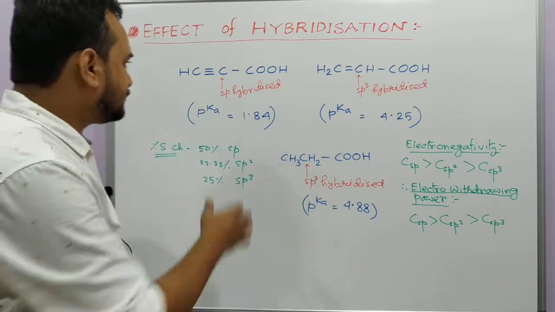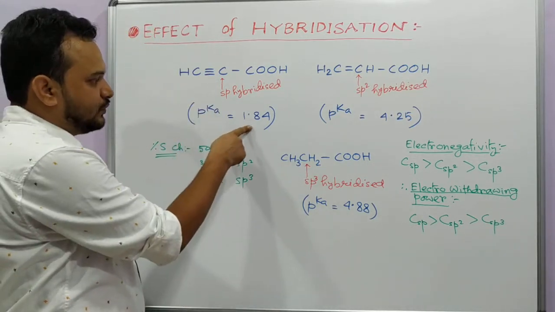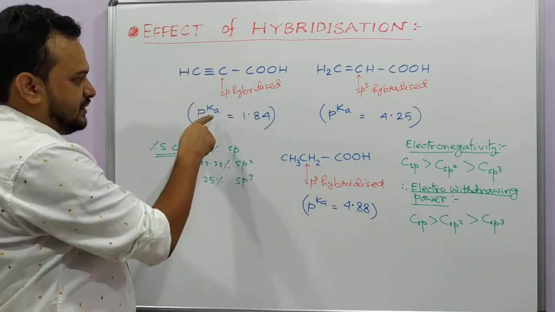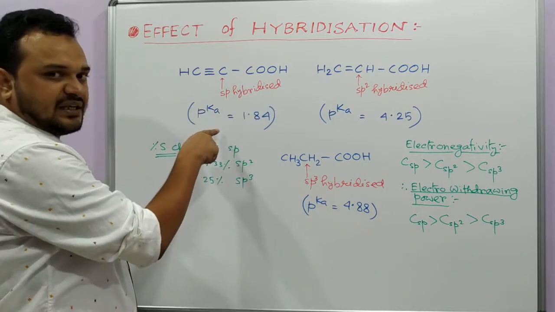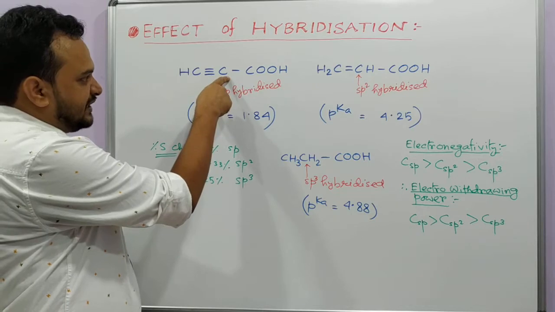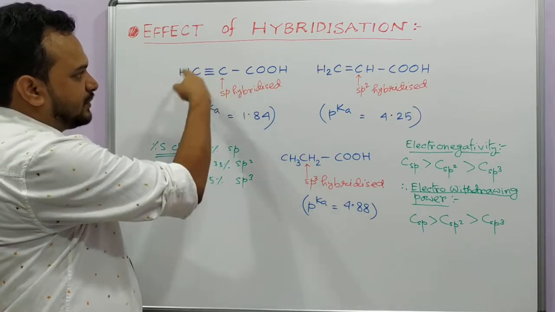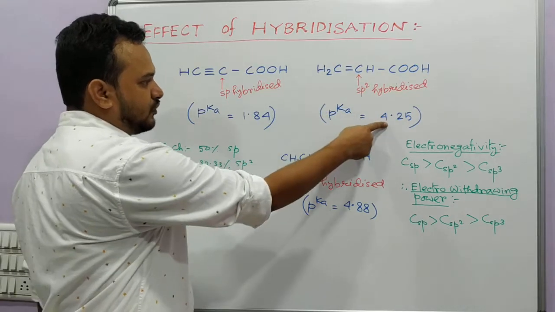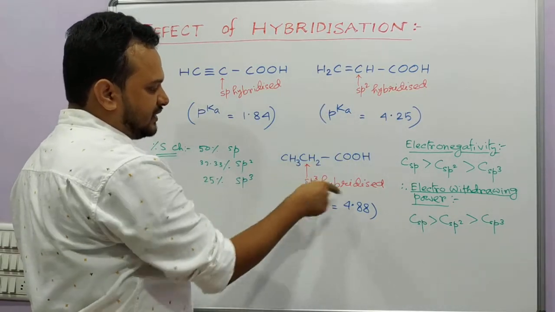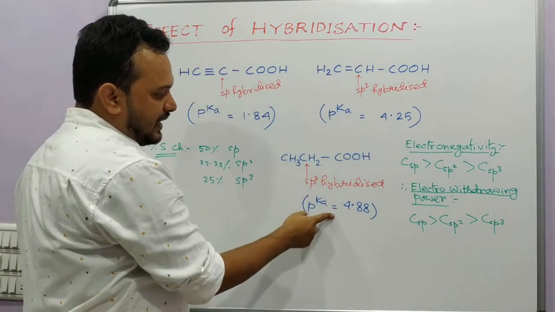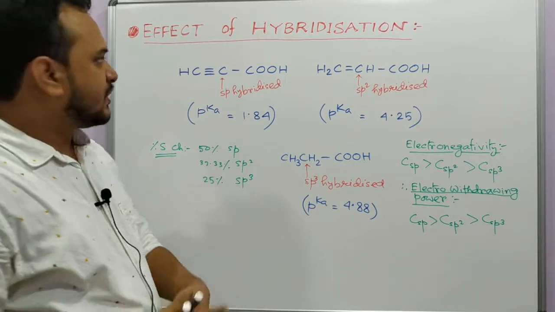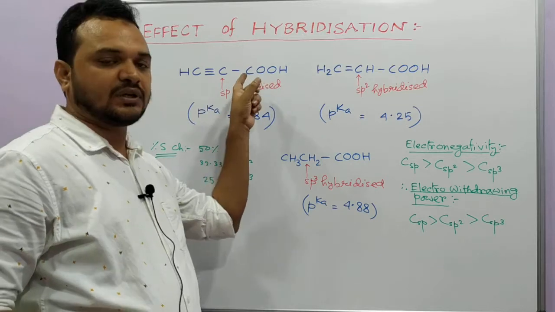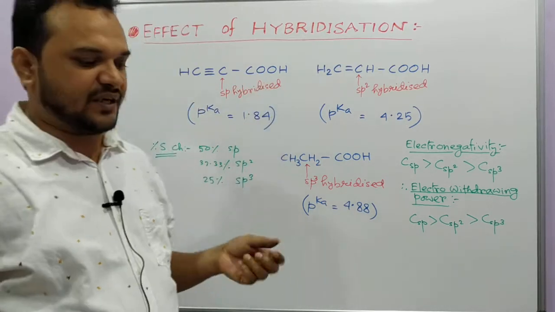So sp carbon being the most electron withdrawing, we know the greater the electron withdrawing power of the R group, the stronger is the acid. So you can see the pKa value is only 1.84. It is the strongest among these 3. The lower the value, the stronger the acid. So because of this sp hybridization, this carboxylic acid becomes the strongest one among these 3. Then comes this one, 4.25, and then this sp3 hybridized carbon, which becomes 4.88. So you can see the hybridization of the carbon attached to the carboxyl group can affect the acidic strength.